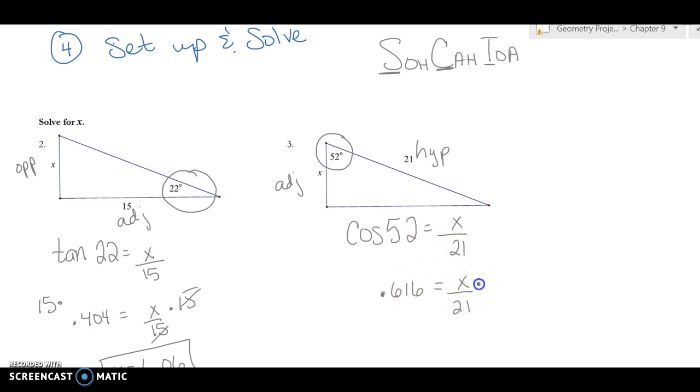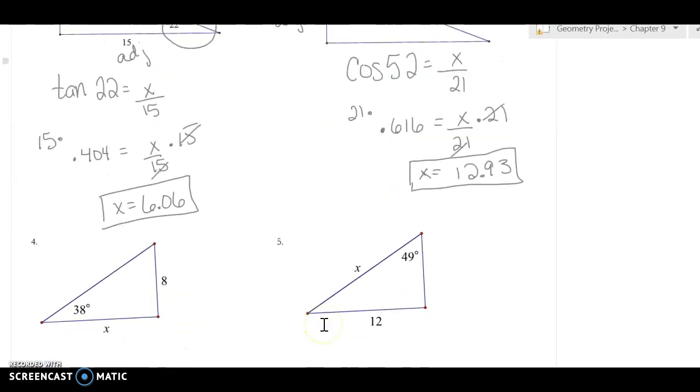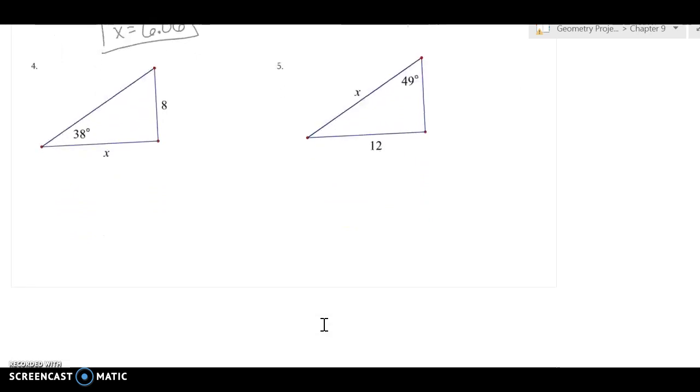And now I just get rid of a divide by 21 by multiplying by 21. And so X, oops, I don't know what I did there. There we go. So X is 12.93. And again, you're going to have funny decimals, but that's okay. So circle, label, pick. Okay, so now that I've done 2, you're going to set up the next one. You're going to circle, label, pick number 4, and set up the problem. When you think you have it set up correctly, press play.